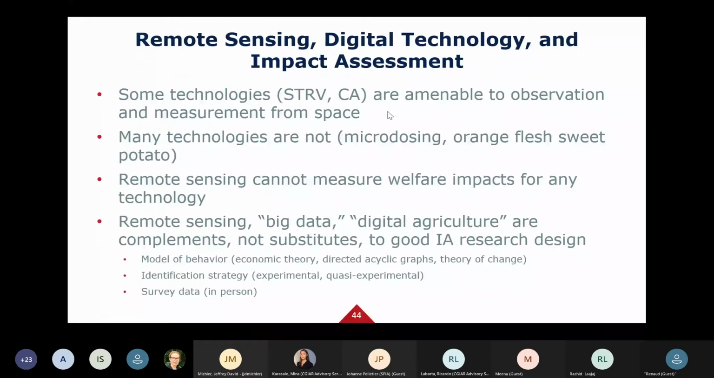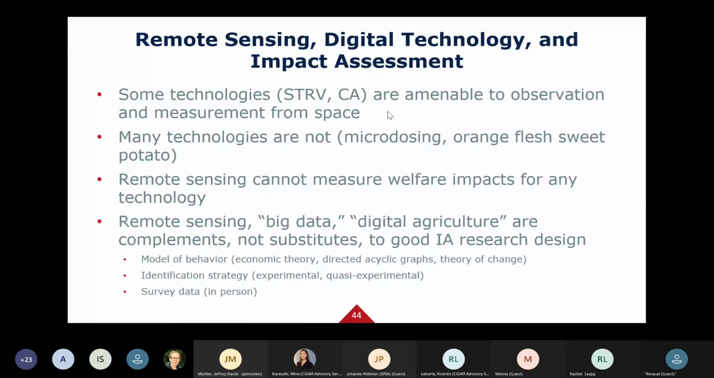So, in our case, STRVs, we can identify them from space. SPIA has funded work that uses remote sensing to look at conservation agriculture. So some CGIAR technologies are amenable to using these new digital technologies and using remote sensing, but a lot of them are not. I work on a microdosing project at IRRI, we could never identify where people are microdosing from space. You can't identify the color of the flesh of a sweet potato when it's in the ground. So remote sensing can't work for every technology.